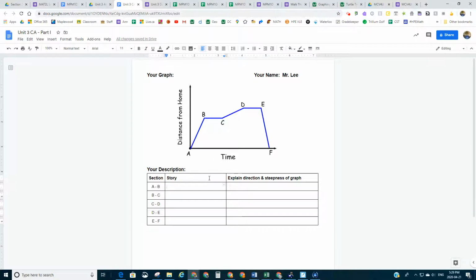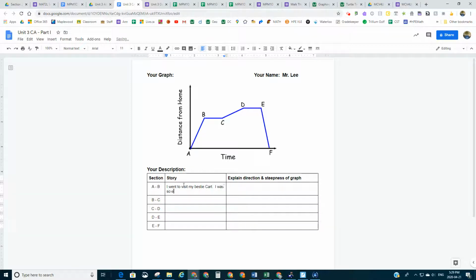Okay, I'll do the first one for you as an example, and then you're going to fill in the rest on your own. So, for example, in this first part, I notice the graph is going up, so the distance from home must be increasing. So first you're going to talk about your story. So the story is, I went to visit my bestie, Carl. I was so excited. I started running. All right, so I've decided that's my little story.